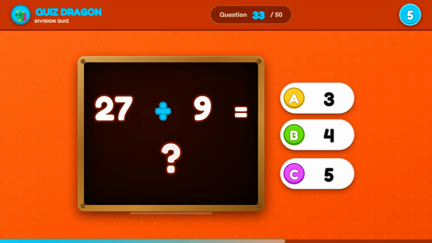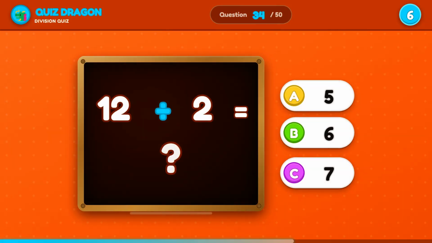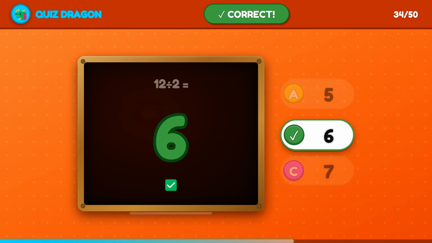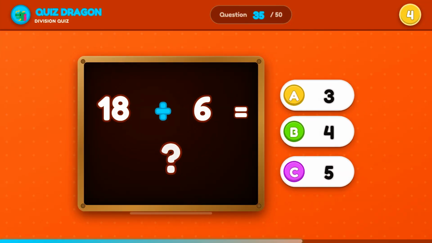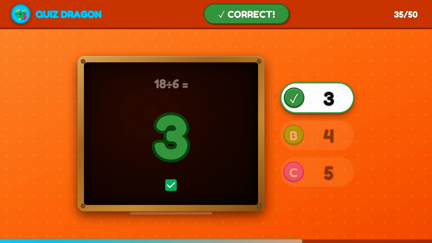Question 33. What is 27 divided by 9? The correct answer is A, 3. Question 34. What is 12 divided by 2? The correct answer is B, 6. Question 35. What is 18 divided by 6? The correct answer is A, 3.